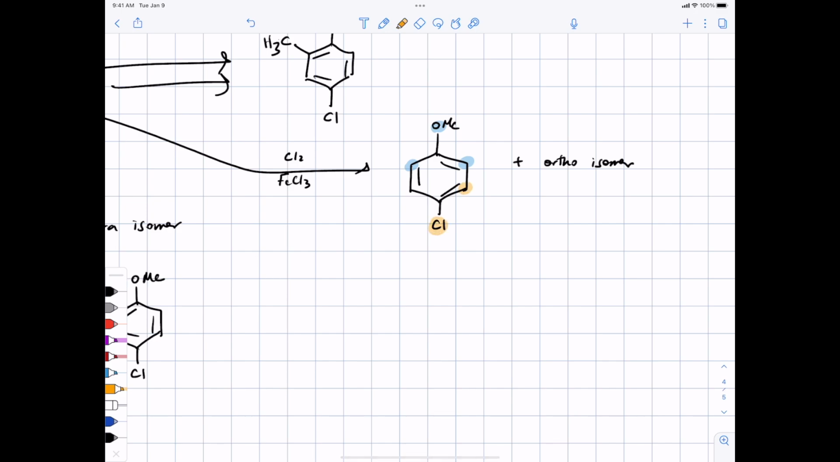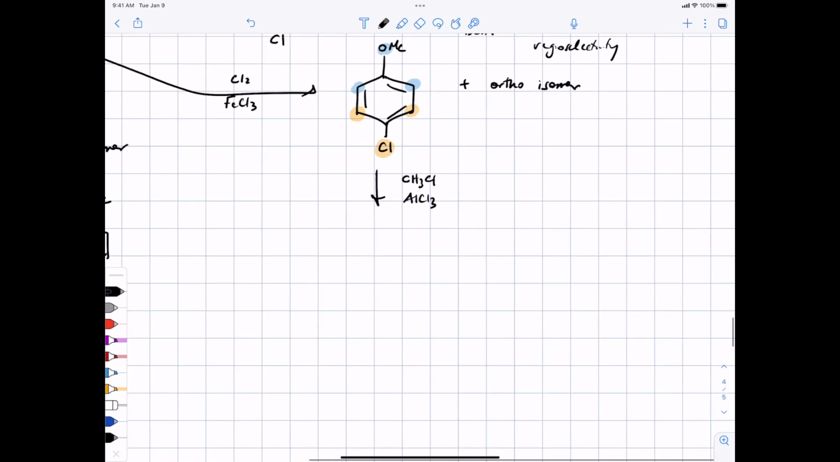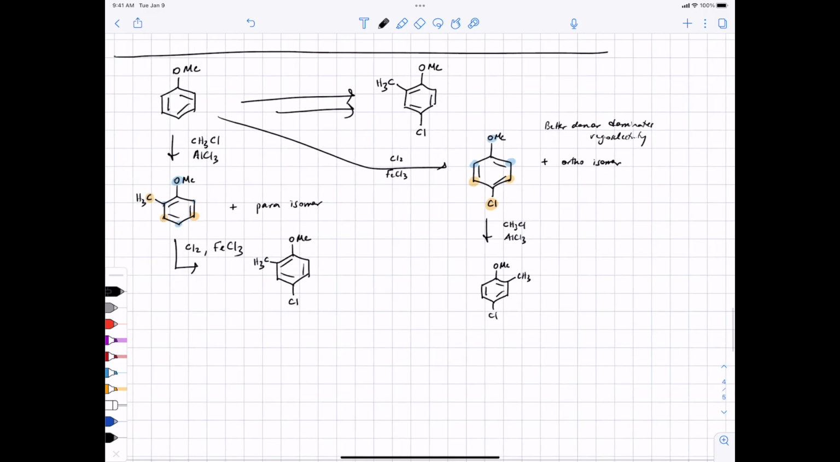Chloro is going to prefer ortho and para to itself. Same issue with the ipso carbon. Again, two opposing donating groups, the better donor dominates regioselectivity. So we could reasonably expect that when we do the Friedel-Crafts alkylation reaction, we could get the methyl group on that adjacent carbon.